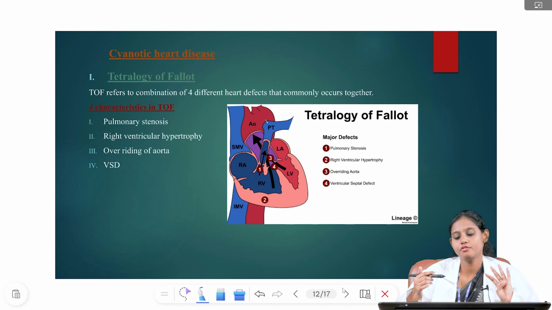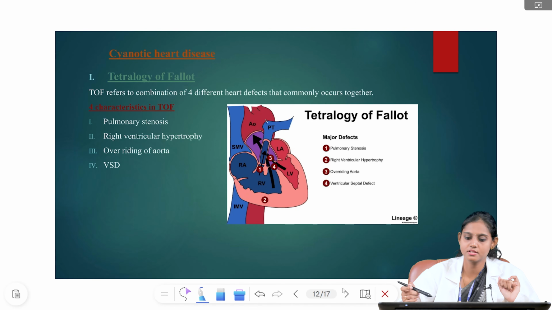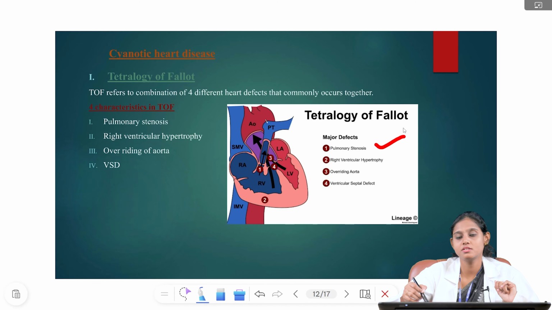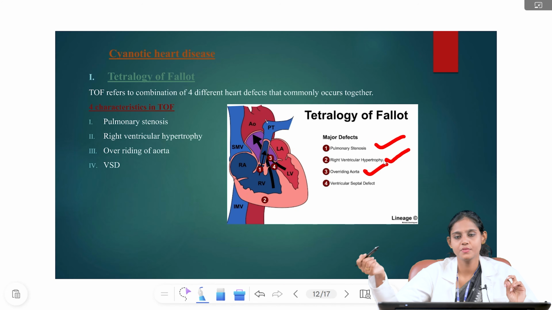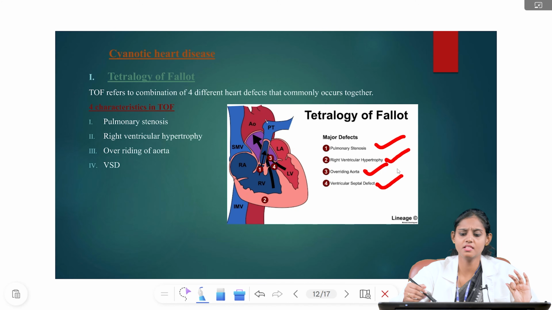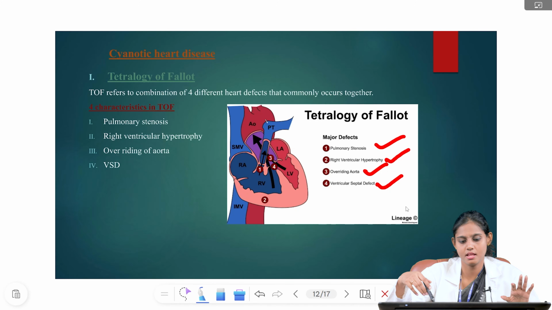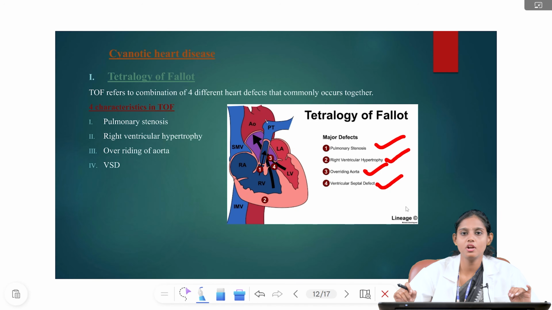We'll see what the 4 common heart defects are. One is pulmonary stenosis. Second is right ventricular hypertrophy, and third is overriding of aorta. Fourth is ventricular septal defect. All these 4 heart defects combined together are called Tetralogy of Fallot.